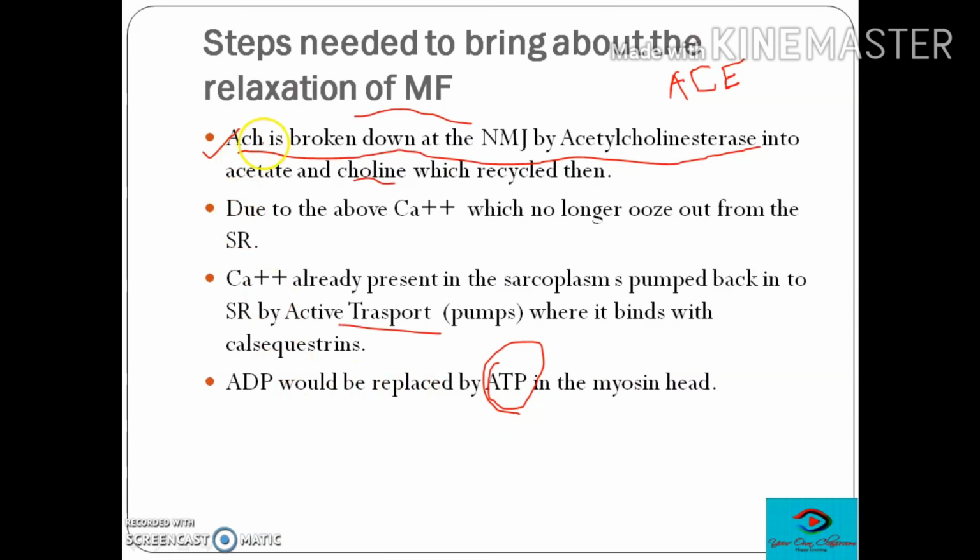So there are three steps. First, acetylcholine is broken down by acetylcholine esterase into acetate plus choline. Second, calcium ions present in the sarcoplasm are pumped back into the sarcoplasmic reticulum, where they bind with a specific calcium binding protein called calsequestrin. These are present in the sarcoplasmic reticulum. And third is the replacement of ADP by ATP in the myosin head. So these three things are a must for relaxation. Let's go to the next slide.